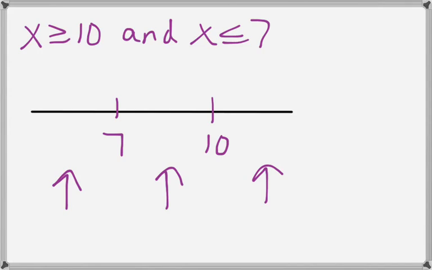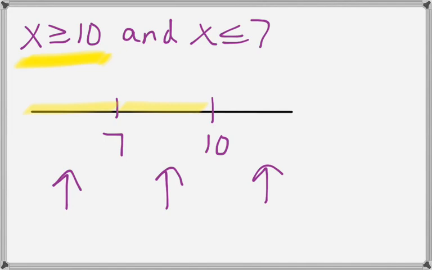Anything less than 7, so over here, is not going to be a solution because it fails the first part, right? For example, the number 6. 6 is not greater than or equal to 10. So numbers to the left of 7 are not solutions. 7 itself is not a solution for the same reason, right? 7 is not greater than 10. Numbers between 7 and 10 are also not greater than 10. So it has to be greater than or equal to 10, right? So anything in these first two sections is automatically out because it's not greater than or equal to 10.